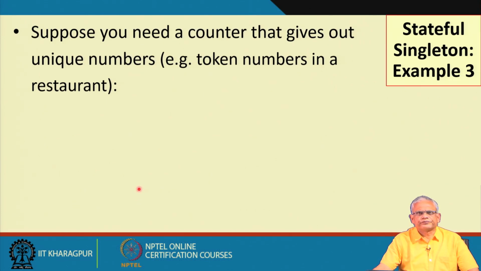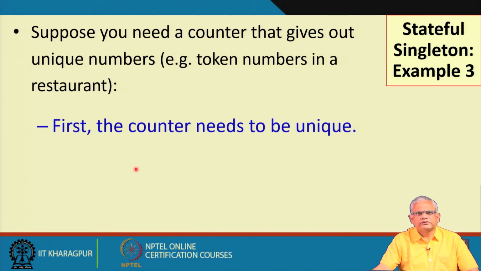Third example is, let us say we have a restaurant and there are several parts of the restaurant, maybe the snack counter, maybe the dinner counter and so on. When the customers place an order, they are issued a token. But the problem here is that the token should be unique. Based on the token, we should be able to identify the specific customer.